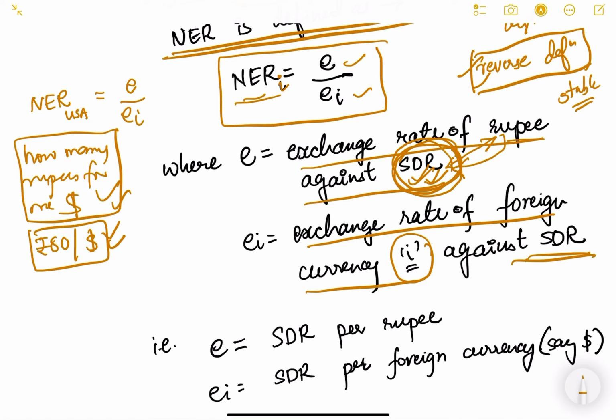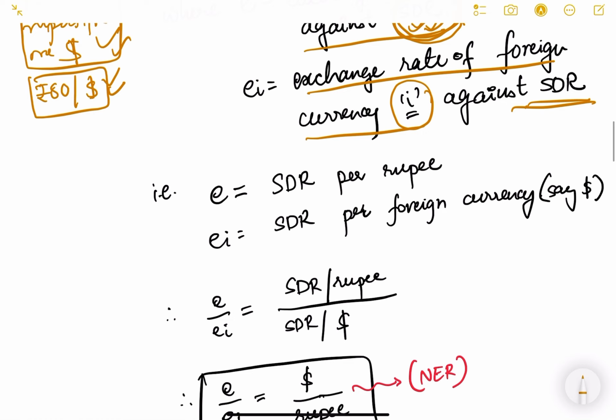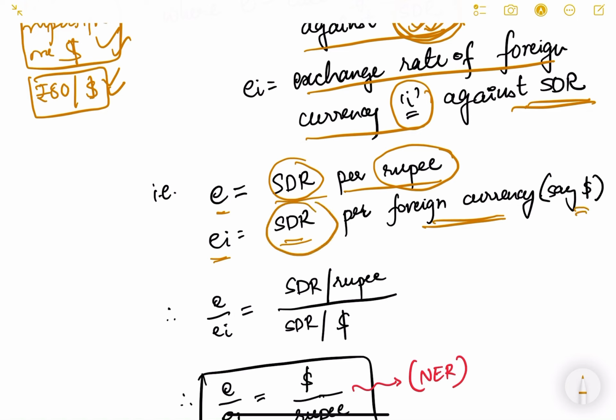For example, this is USA. So the exchange rate of US dollar against SDR. In the numerator, we have the exchange rate of rupee against SDR. In the denominator, we have the exchange rate of dollar against SDR. Now see, E is defined as SDR per rupee. So how many SDRs for 1 rupee? That is E. And EI is how many SDRs per foreign currency, say dollar. So how many SDR per dollar? That is how we define this. That is how the RBI defines it. This is the RBI's definition.